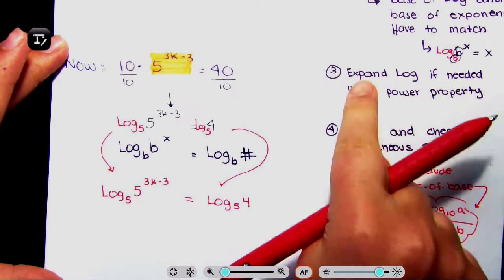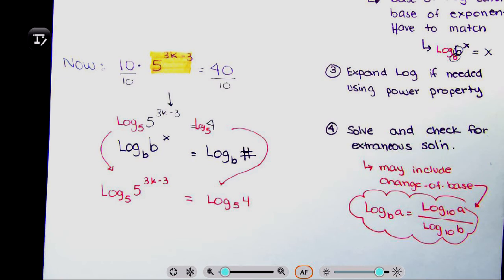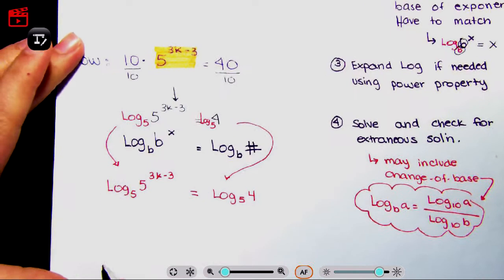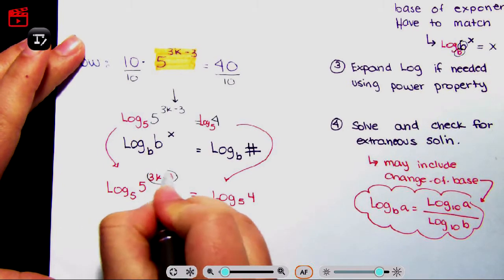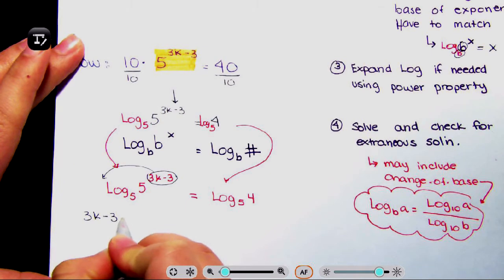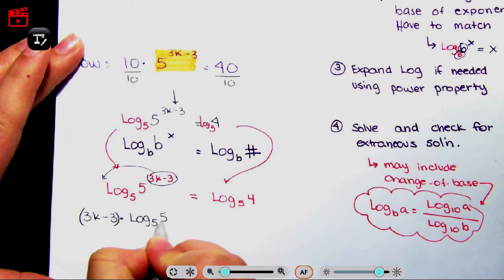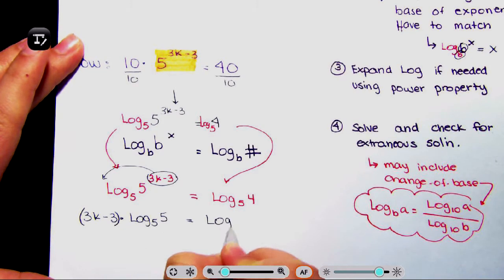Now, expand the log if needed using the power property. You may choose to use the power property first. I can do this in one step, but I'll explain why. Using the power property, let's go ahead and bring this forward. So you have 3k minus 3 times, let's put that in a bubble, log base 5 of 5 equal to log base 5 of 4.